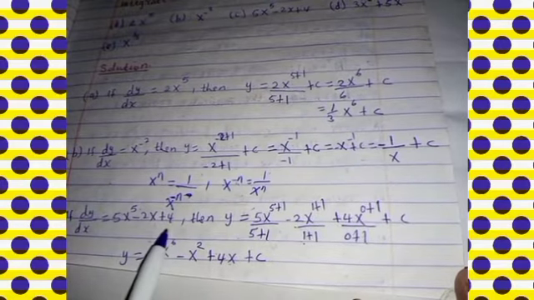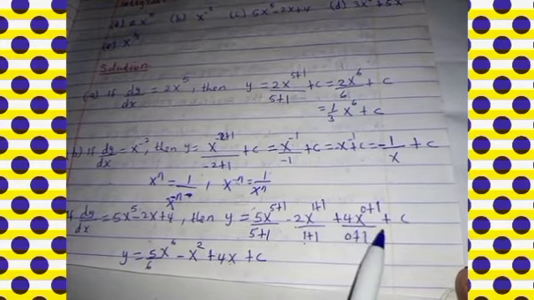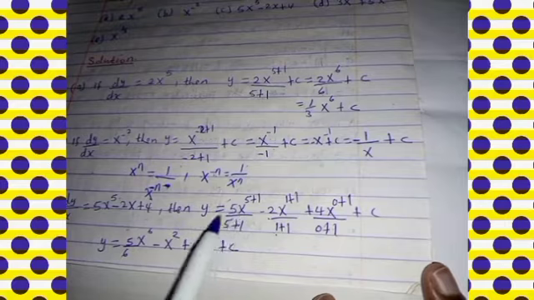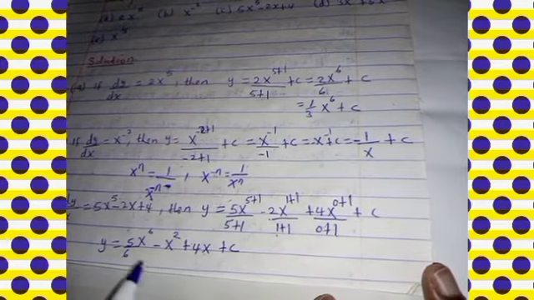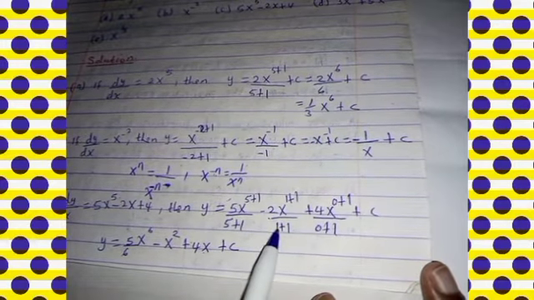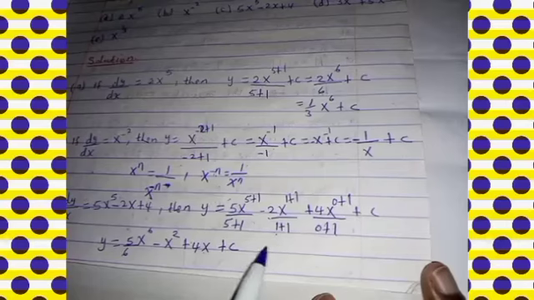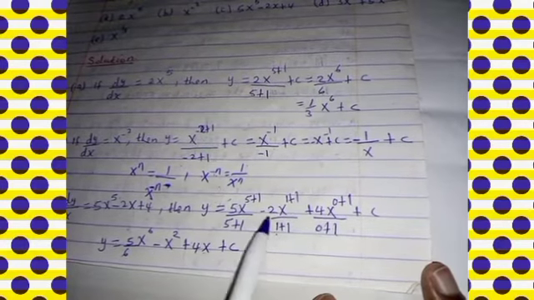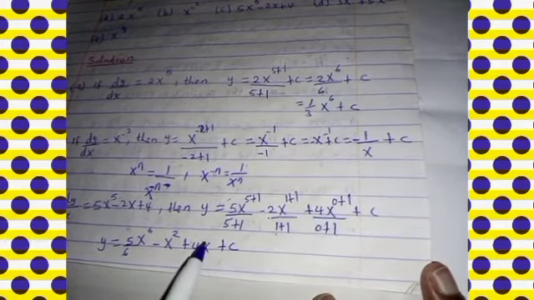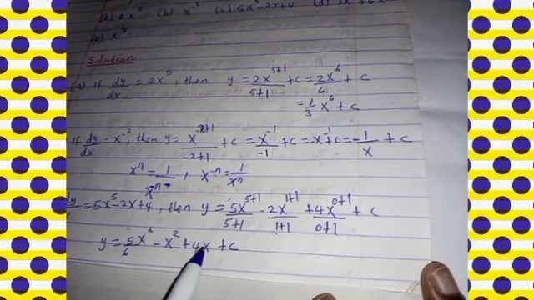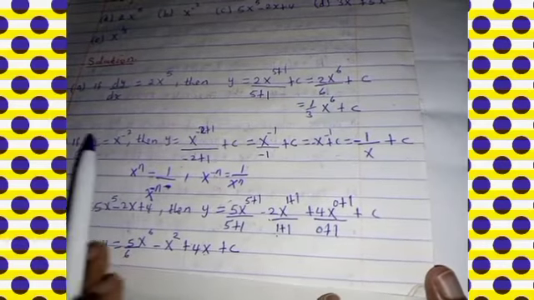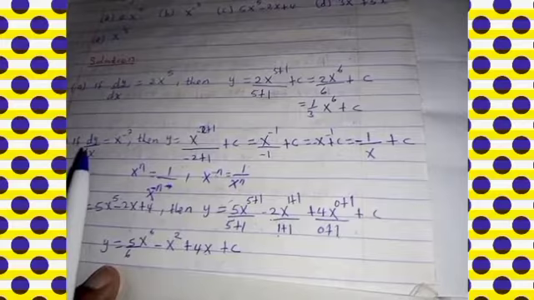Any number power 0 is 1, so that is where you have written x power 0 plus 1 divided by 0 plus 1, plus the constant. Here, we are going to have 5 plus 1 is 6, power 6, 2 divided by 2, here will give us x squared because of 1 plus that. X power 0 plus 1 will give us x power 1. X power 1 is the same as x times 4, so it is 4x plus the constant. So that is how you handle that case.